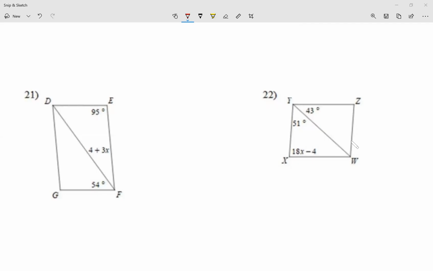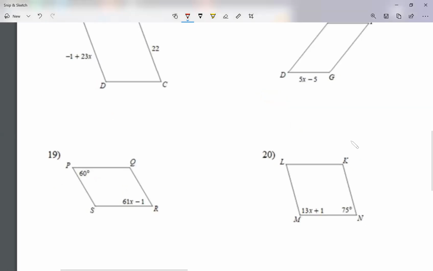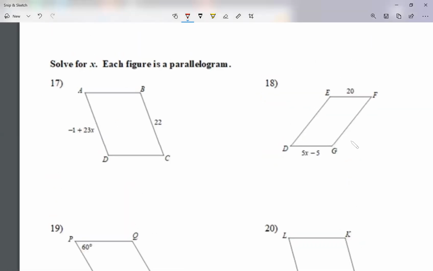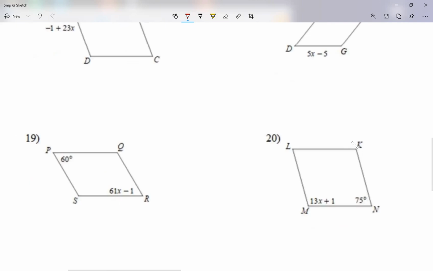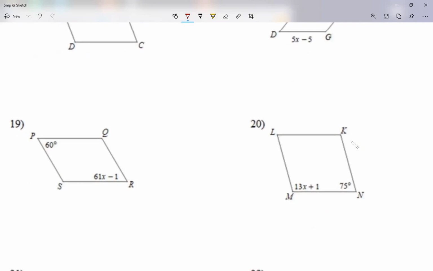So yesterday we started dealing with parallelograms. We were dealing with the sides and angles. And I mentioned, let me remind you guys, when we're dealing with the sides of a parallelogram, the measurements were outside, the numbers were outside of the figure. This is from yesterday. When we're dealing with the angles, the numbers are inside of the figure.